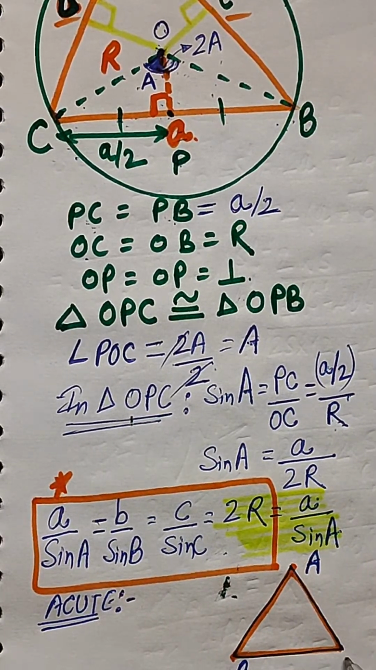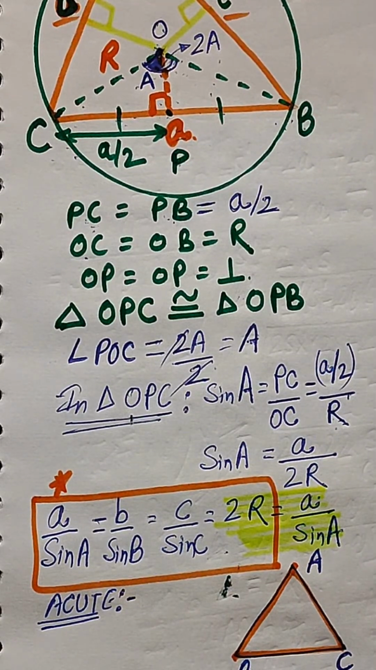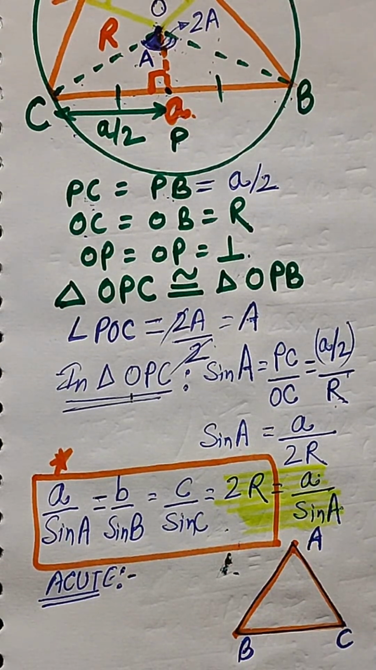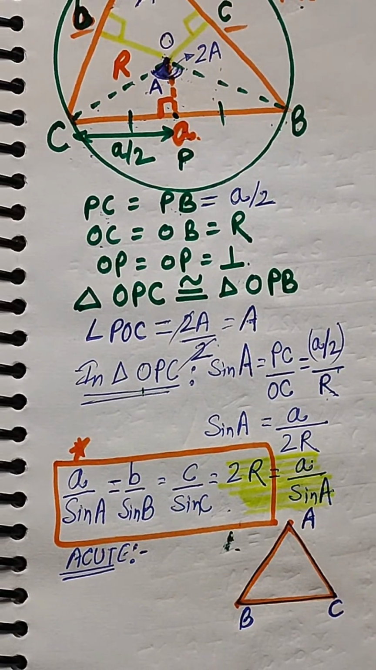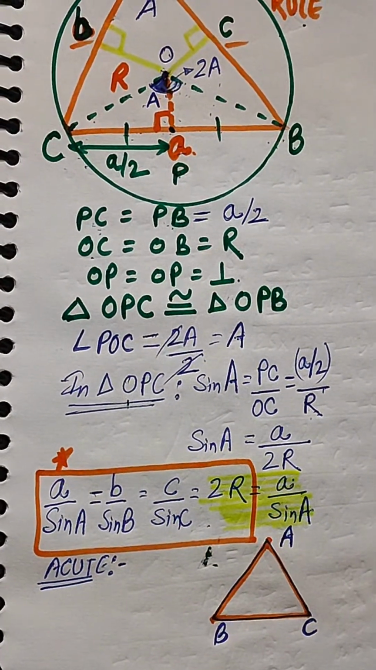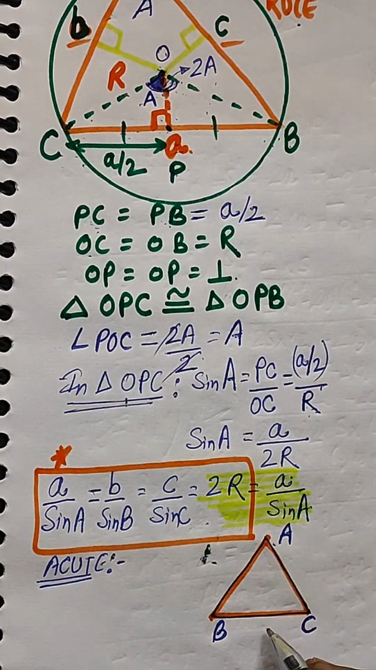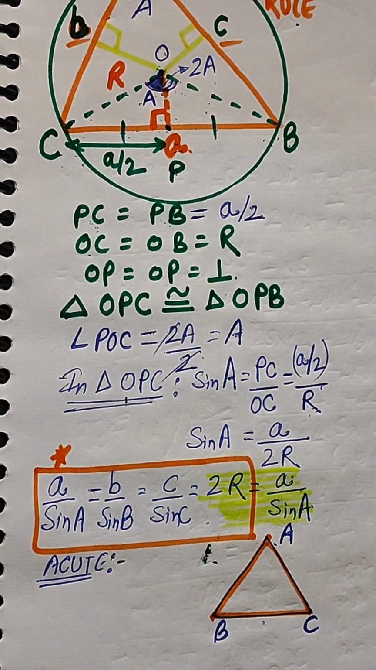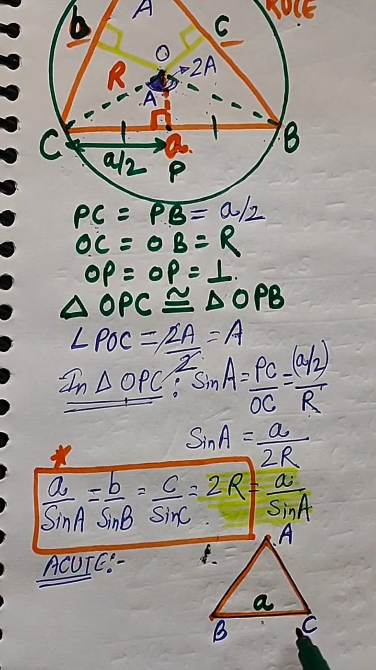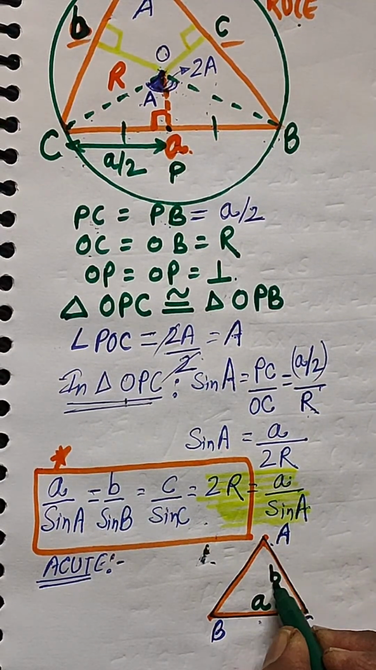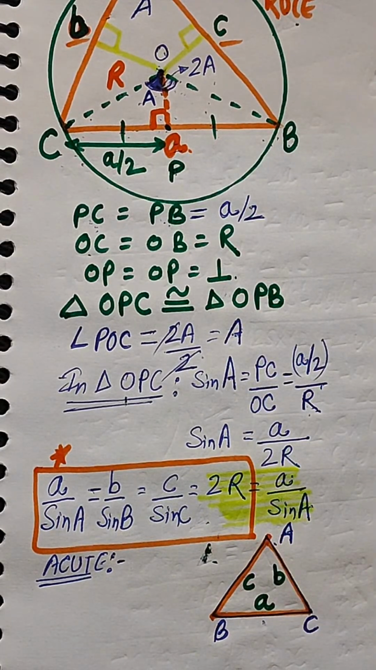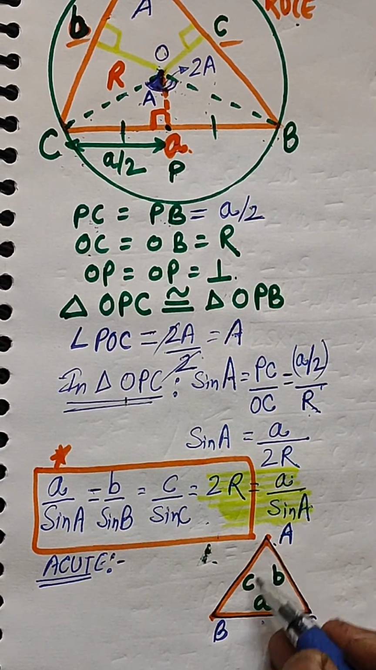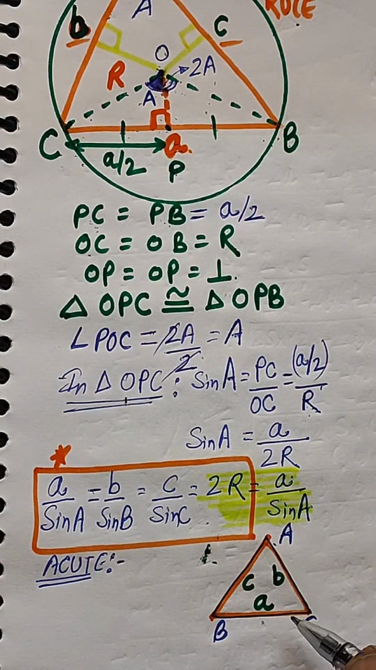B and C, right? And the sides opposite to it are: opposite to angle A is small a, opposite to angle B is small b, opposite to angle C is small c, as we did earlier, right?